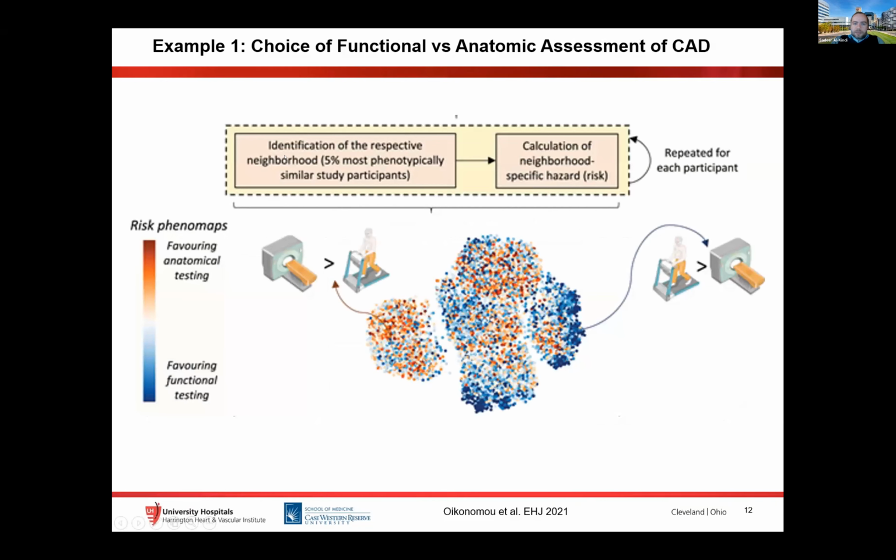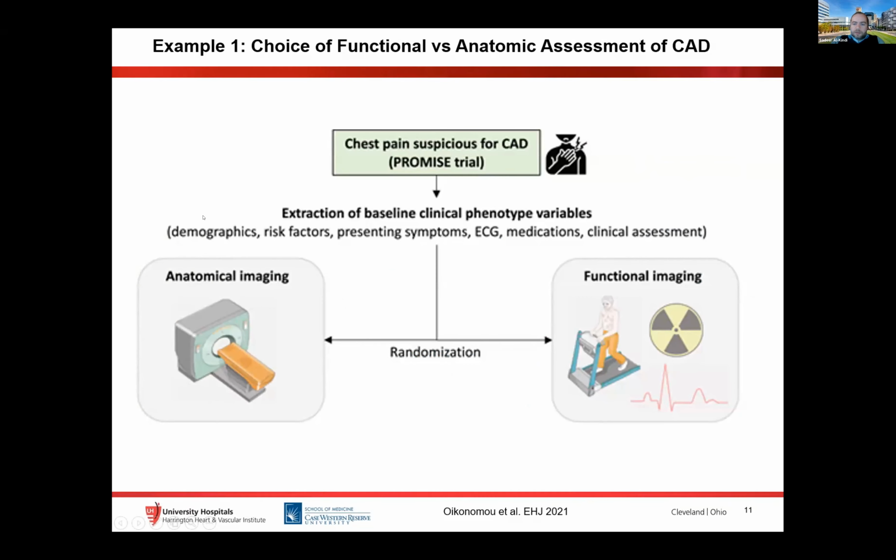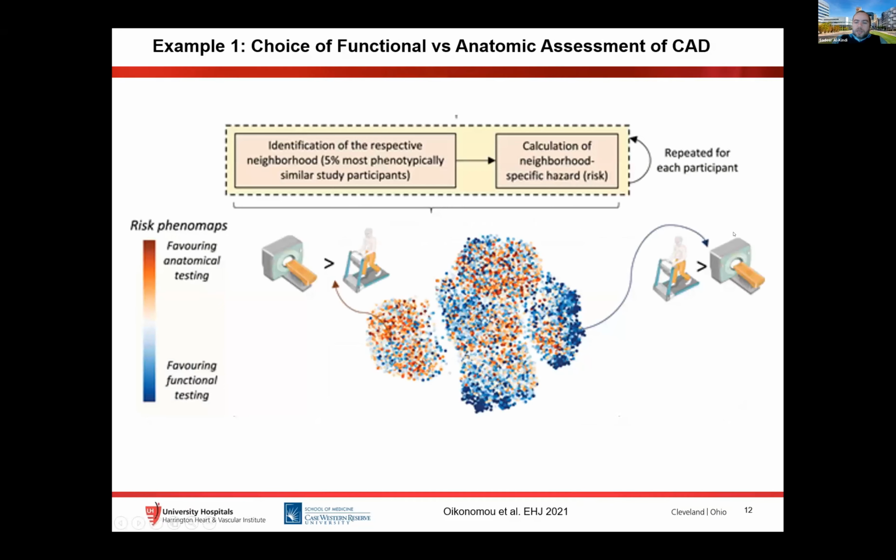So what they did is they identified various phenotypic variables that were obtained through the trial. This includes demographics, risk factors, presenting symptoms, EKG variables, medications, and clinical assessment. Using all these variables, they mapped them through a technique called UMAP, which basically shows you the different groups, and reduces the dimensionality from 200 variables to 2D clusters. And from these clusters, you're able to identify neighbors for each patient.